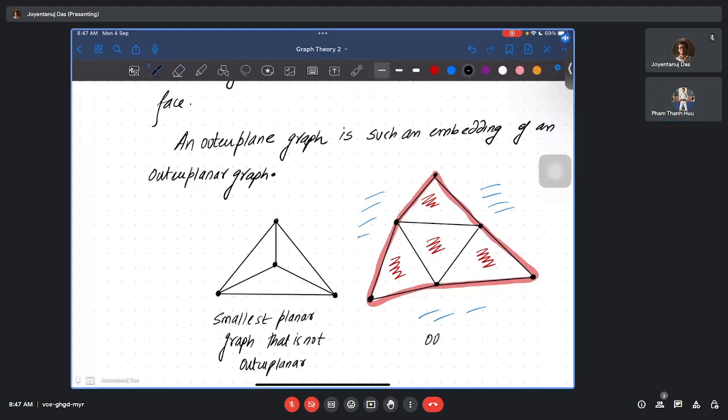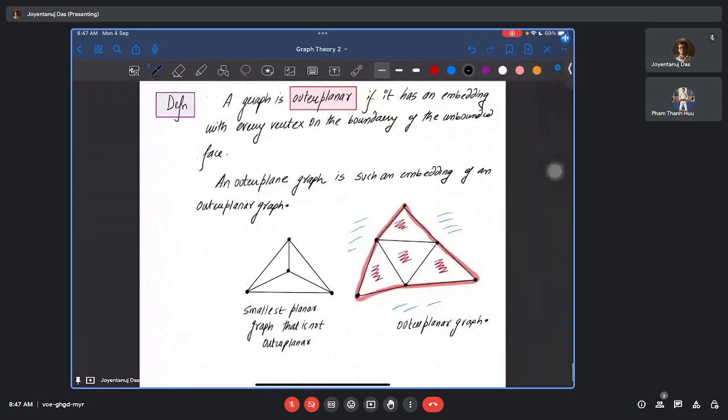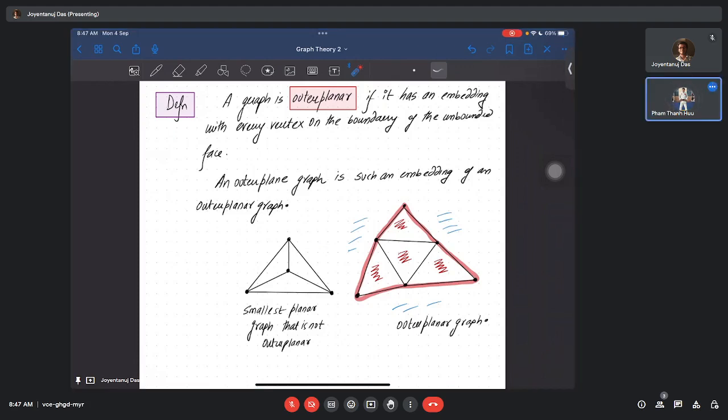So this is an example of an outerplanar graph. You cannot redraw the graph in a different way such that all the vertices are on the boundary of the external face or the outer face. So that is the example. The definition is clear, right? So this is the definition.